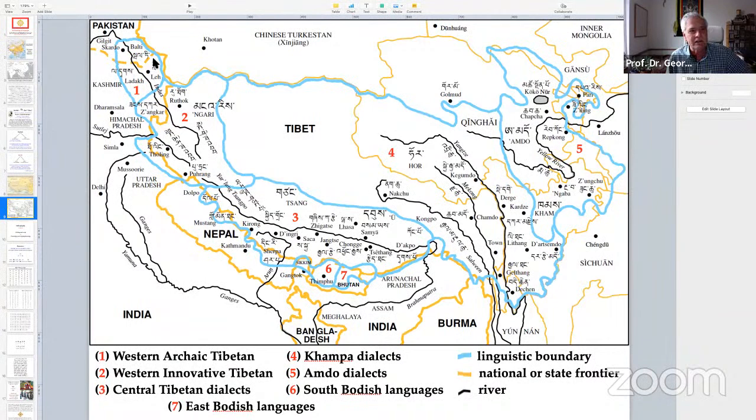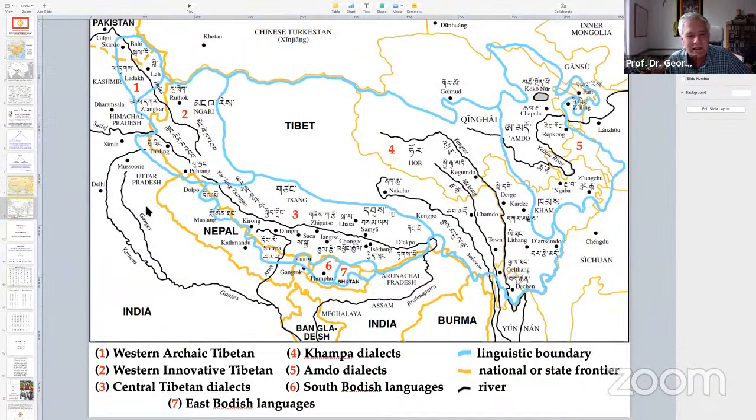And in Baltistan, here we have three very conservative Tibetan languages or Bodish languages that are spoken, and these Bodish proper are dialect areas 1 to 6: 1, 2, 3, 4, 5, and 6. And today we're only going to talk about 3 and 6, and mostly just about 6. And 7 is the East Bodish languages about which Tim is writing an article.